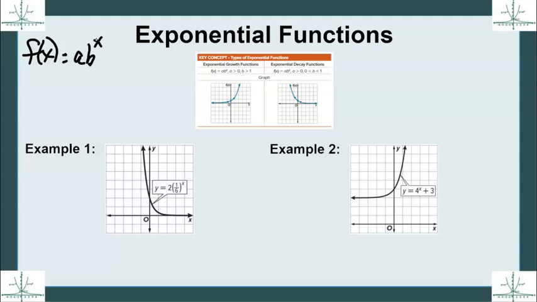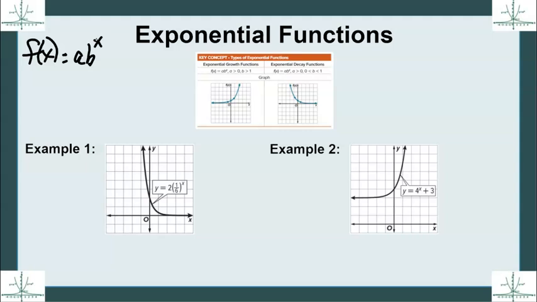Now, when the base, the b in this case, is greater than 1, it's going to be an exponential growth. That means it's increasing at a slow rate, and then all of a sudden it rapidly increases later on down the road.